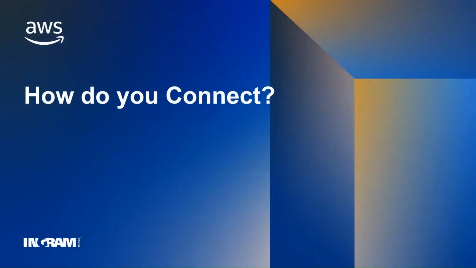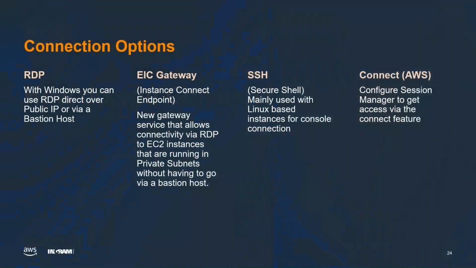Okay, so you have your EC2 machine running, but how do you connect to it? There are four options for connecting to EC2. First, there's RDP, generally used when running Windows machines. If you're using a public IP, you can connect directly via that, or you can use a Bastion host or Jumpbox to then RDP onto that and then get access to your machine from there.